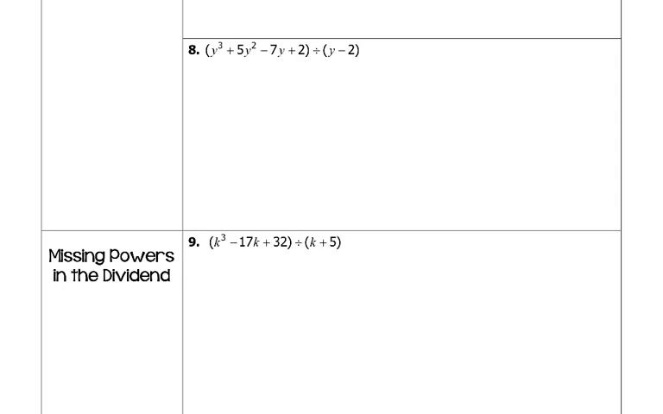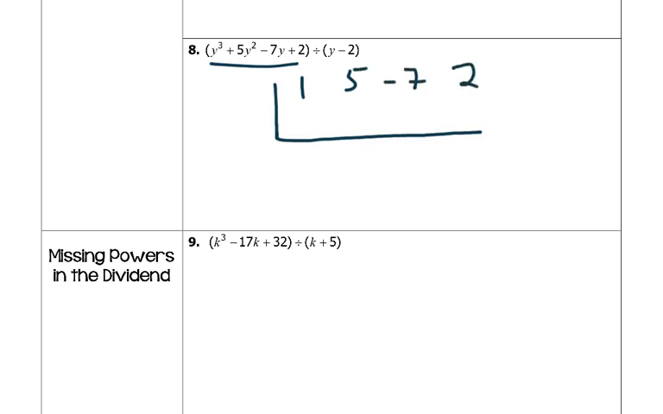All right, using synthetic division. All right, so we're going to create our box, set that up. Now this one has 4 terms, right? So we need to make sure our box is a little bit bigger. All right, the first coefficient, look in here. First coefficient is 1. Next coefficient is 5. Next coefficient is -7. And then the last one is 2. All right, and we have y minus 2, so it's going to be a positive 2 on the outside here.